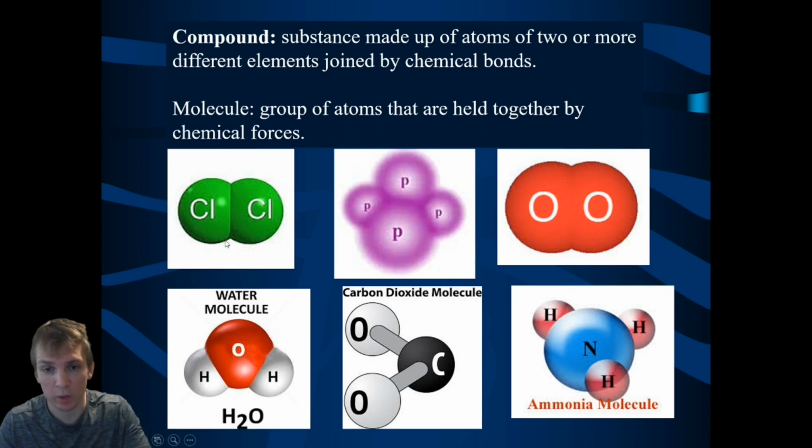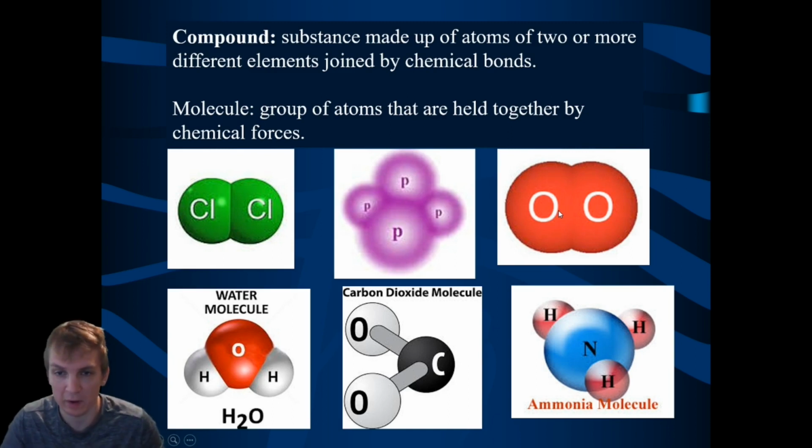So going over all of these, we're going to take a look. Cl, this first one, there's two of them. I already talked about that. That is not a compound. That is a molecule, however, of chlorine. Over here we've got phosphorus, 4 different atoms of phosphorus joined together. That again is not a compound. It's a molecule. It's a phosphorus molecule. Over here we've got 2 oxygens bound together. So oxygen is always found in pairs like that. Again, not a compound, but it is a molecule.